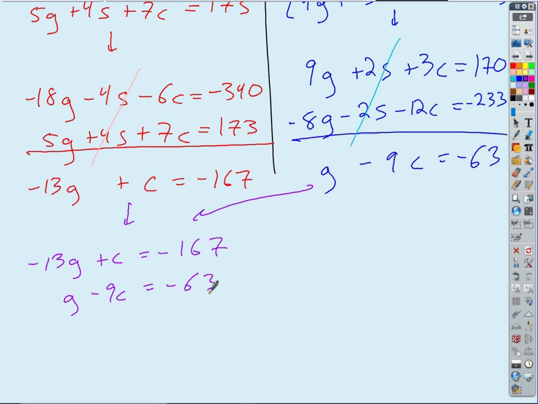What's the easiest way to get rid of a variable there? Top by 9? Yeah. Everybody agree? Okay. So if we multiply the top equation, we distribute a 9 through, then we're going to get the system, well, that's going to be big stuff. So negative 117 G plus 9C equals, oh goodness, what's that going to be? So we throw that in your phone or something real quick. I don't want to think that hard right now.